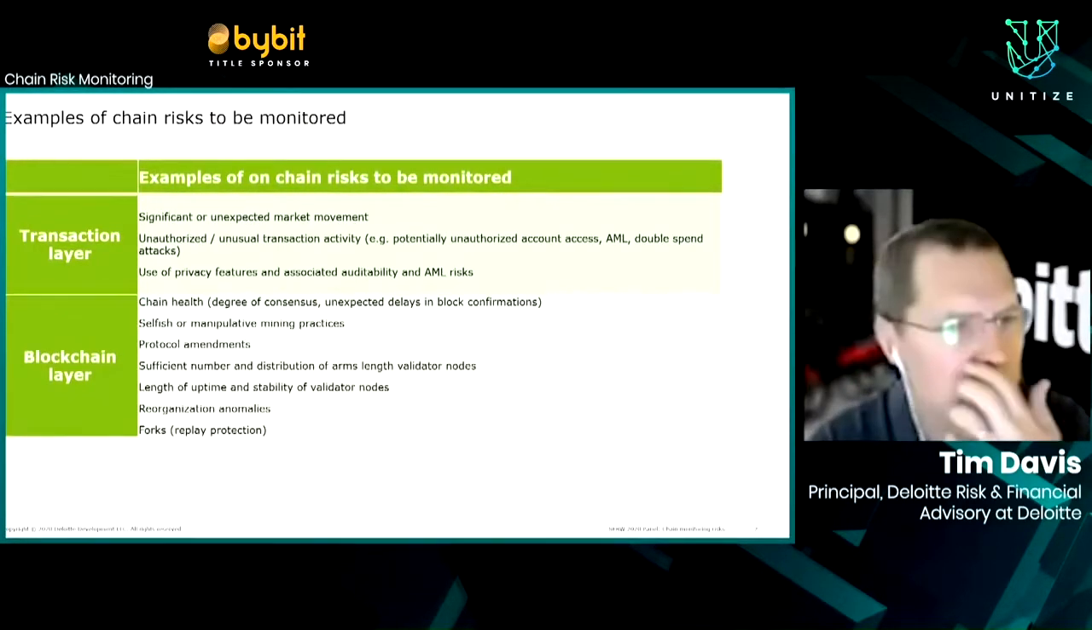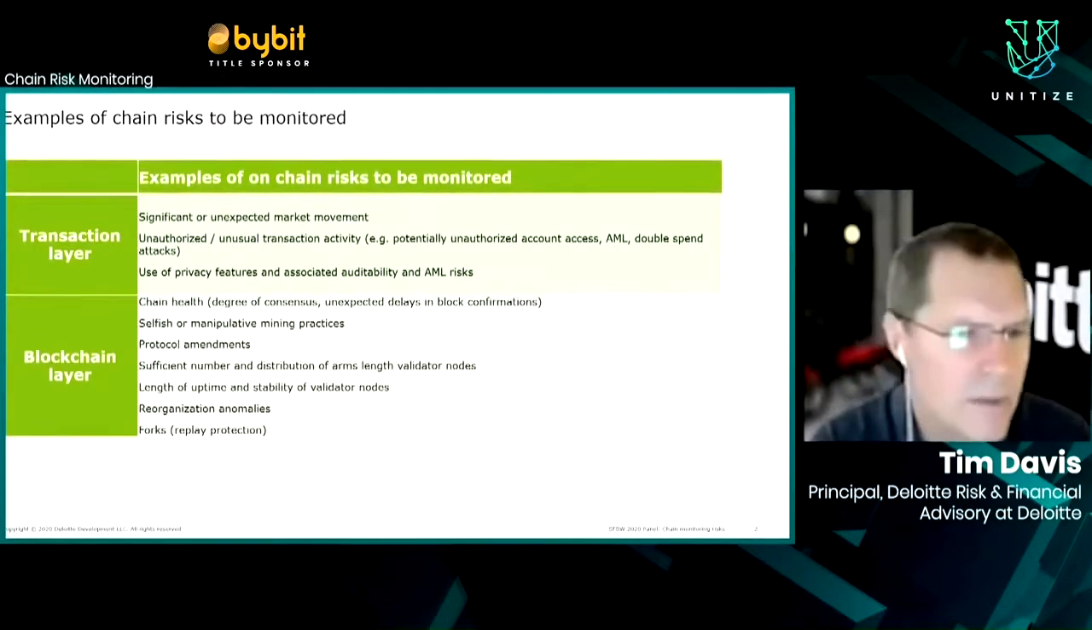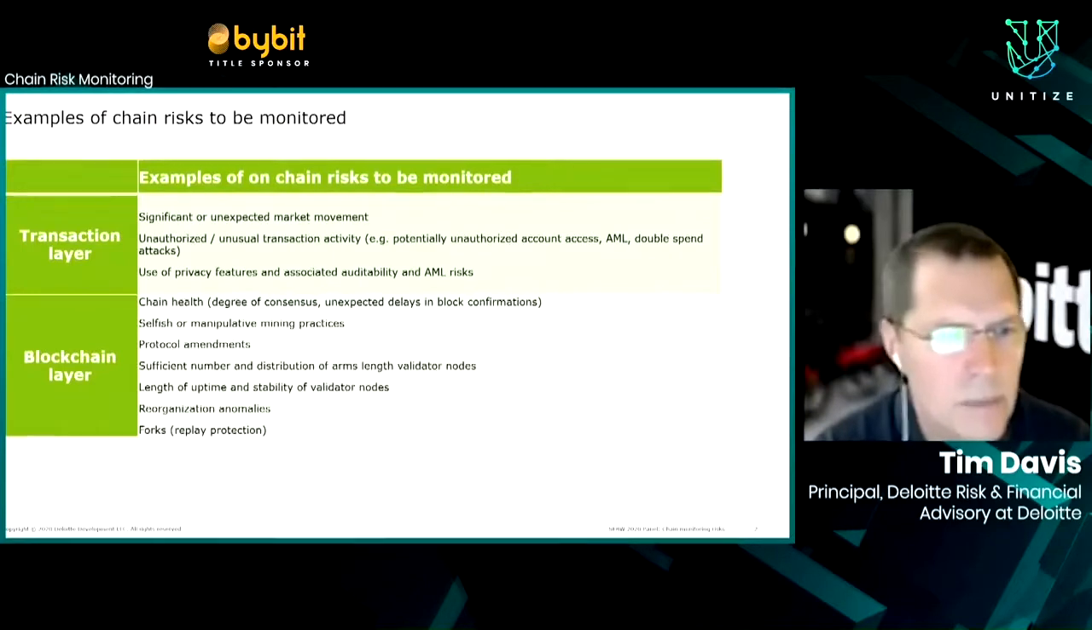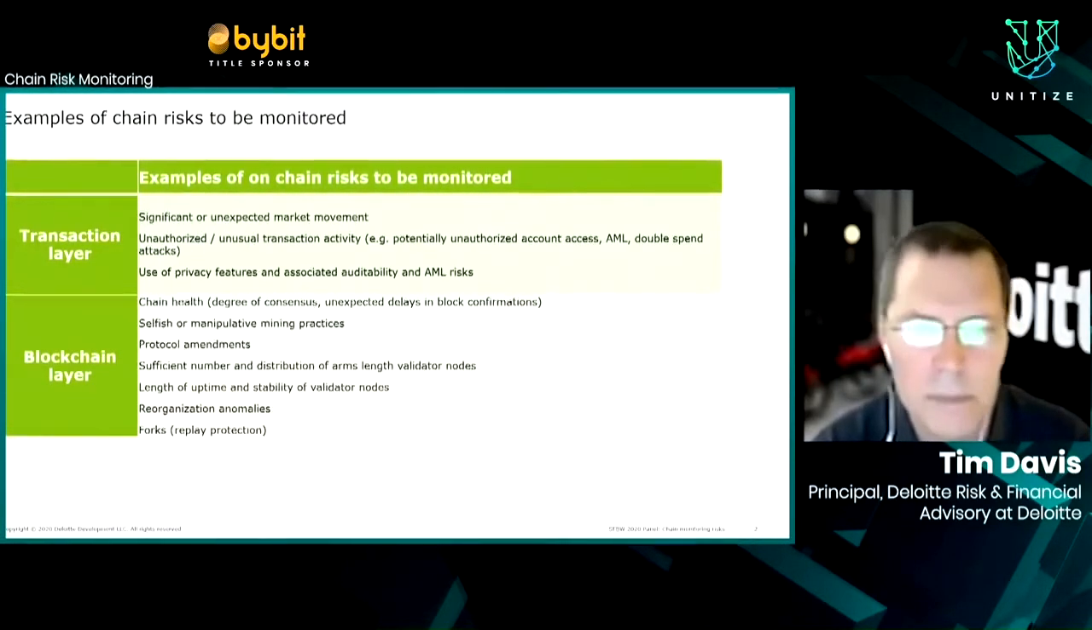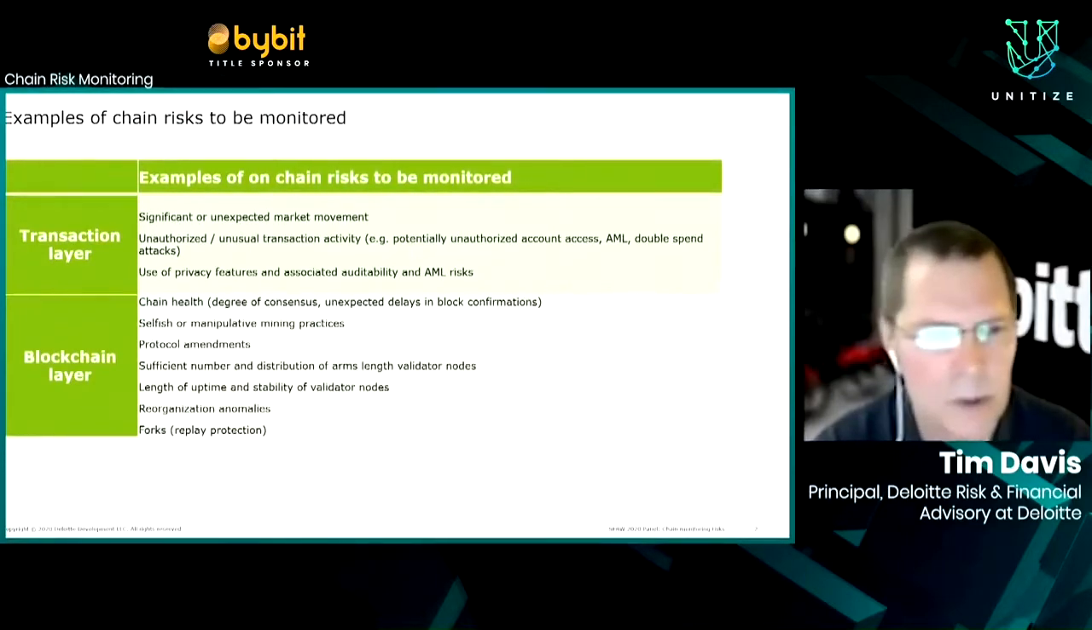So on the rest of the blockchain layer here, just a couple of other risks that we came up with, and there are almost for sure more, but our panelists will get into some of these in terms of the work that they've done. So selfish or manipulative mining practices, possible protocol amendments, some which might have been expected. You want to make sure that they've seemed to have applied themselves as expected. Some may not have been expected.